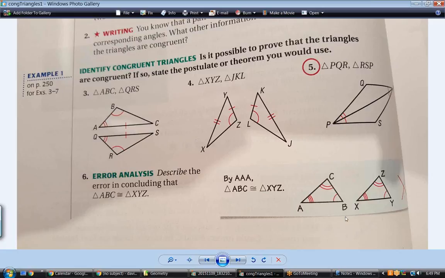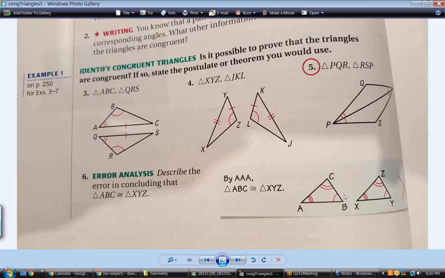So just go there, including that ABCs. Why does the person who answered this think they're congruent? Because all the angles are marked correctly. They said that as the AAA postulate.